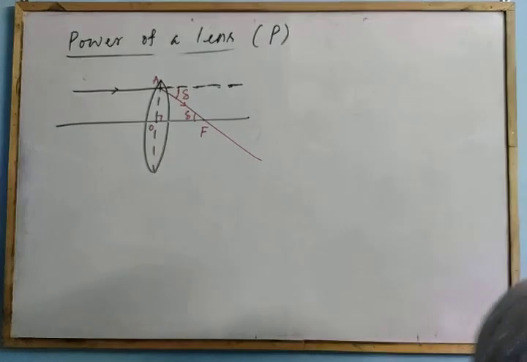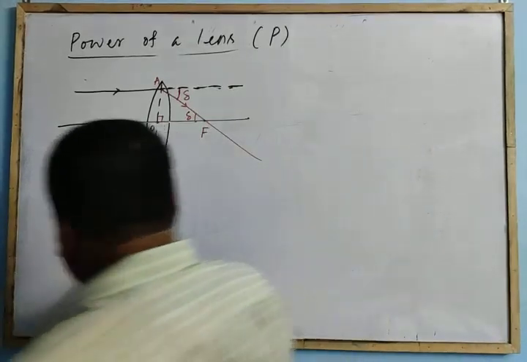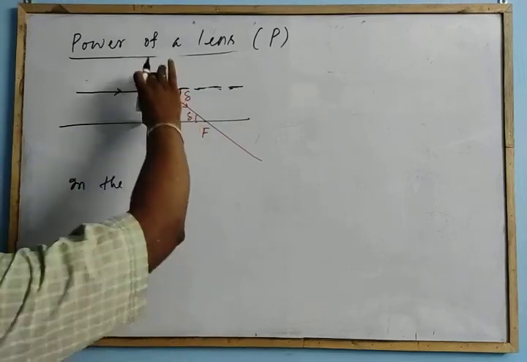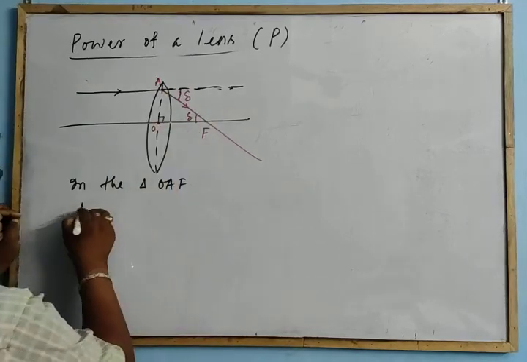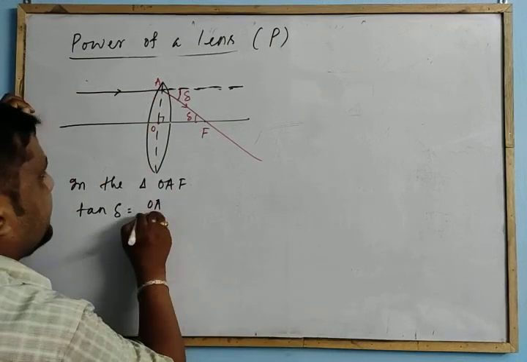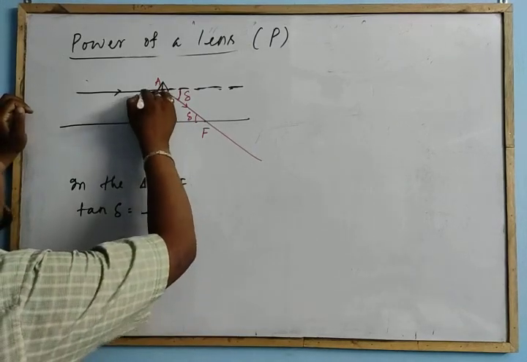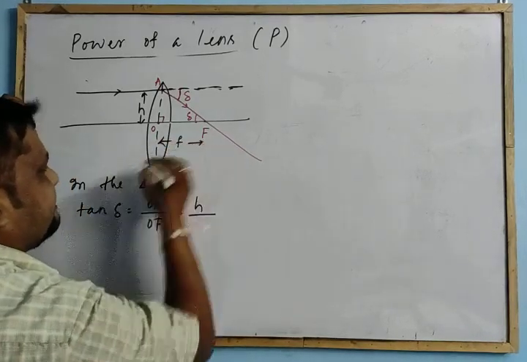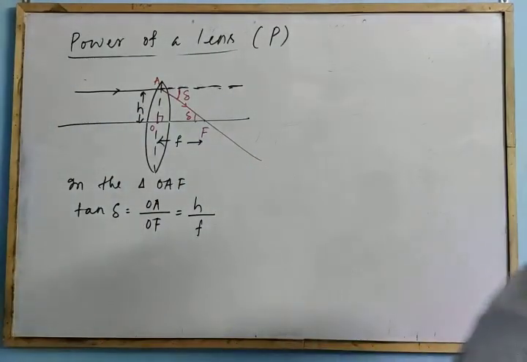What do we measure here? Now you see in this figure, in the triangle OAF, the ray converges. So if you take another parallel ray, it converges. In the triangle OAF, what is tan delta? Tan delta is equal to OA by OF. Let this OA be at a height h. So I can write h, and OF is obviously the focal length, so f. Clear? Tan delta is equal to h by f.